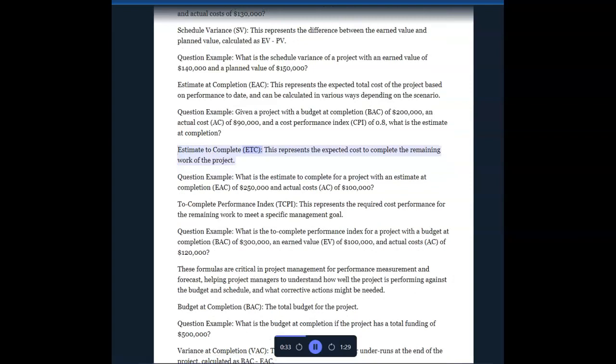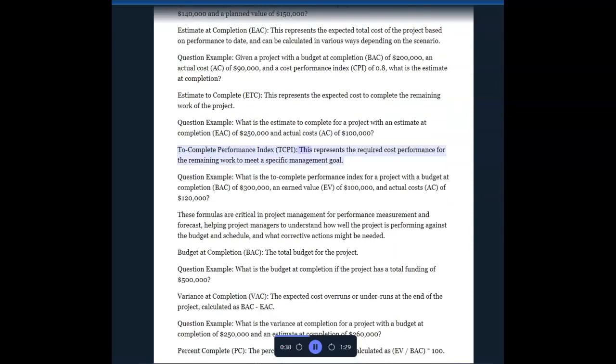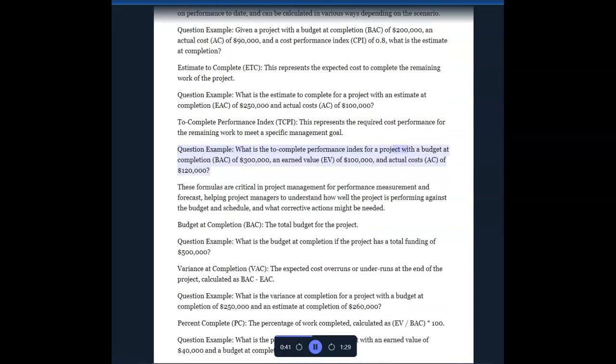Estimate to complete, ETC. This represents the expected cost to complete the remaining work of the project. Question example: What is the estimate to complete for a project with an estimate at completion, EAC, of $250,000 and actual costs, AC, of $100,000? To complete performance index, TCPI. This represents the required cost performance for the remaining work to meet a specific management goal. Question example: What is the to complete performance index for a project with a budget at completion, BAC, of $300,000, an earned value, EV, of $100,000, and an actual cost, AC, of $120,000?